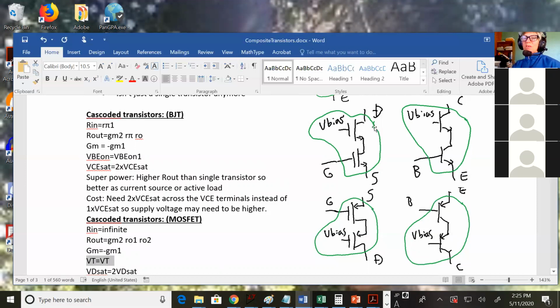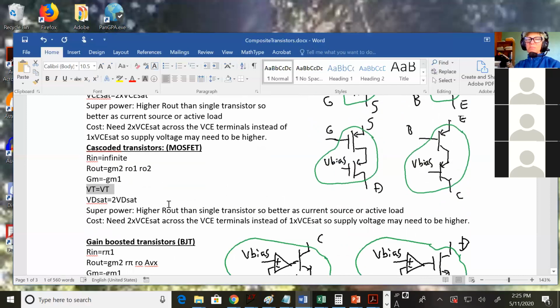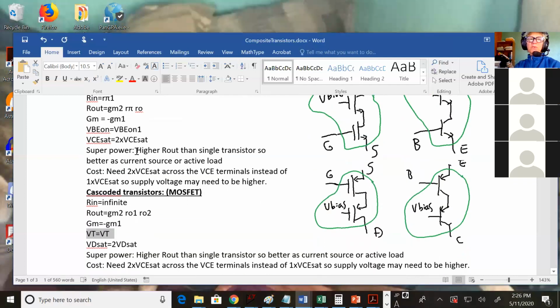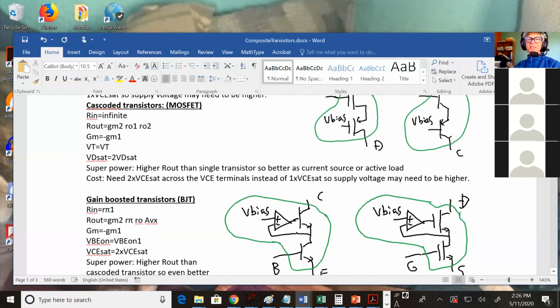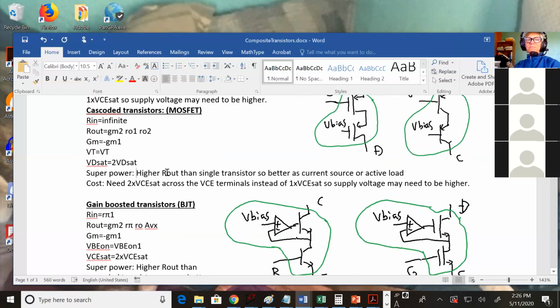So how many VDSATs do you need to make sure both of these transistors are in the forward active region? Two. So again, you have the same problem. You may need a higher supply voltage. And this time, just because MOSFETs always have a high R out, remember one of the superpowers when you used it with BJTs is it gave you, I take that back, sorry, I'm on the wrong transistors. Yeah, it gives you the higher R out again, but it costs you maybe in the supply voltage.